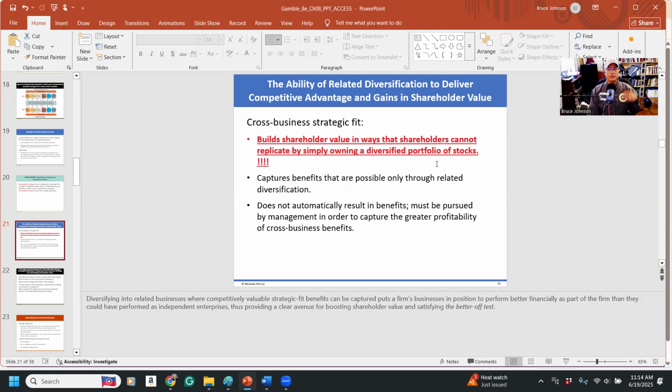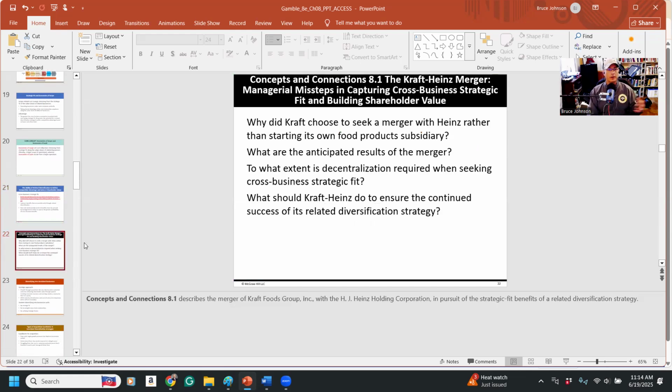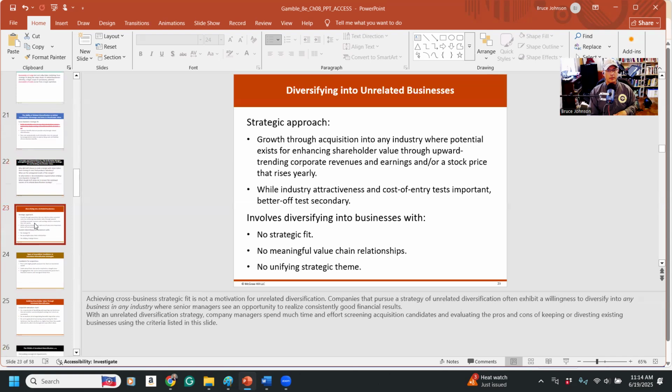Now, just because you're going into something related doesn't automatically result in benefits. Management still has to do a fair amount of work to create those benefits and those synergies, in the process or even in the business line. You're still working hard for all those things. The book talks a little bit about Kraft and Heinz merging and some of the issues and problems they had there.